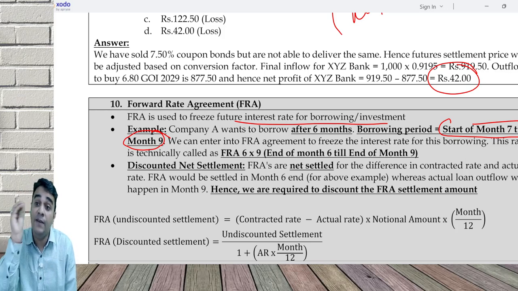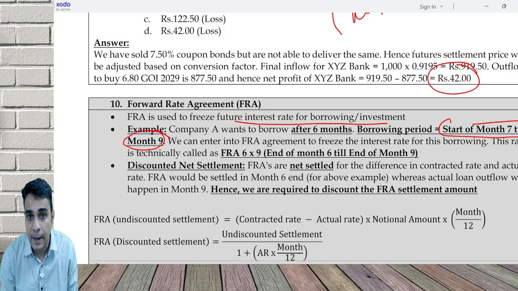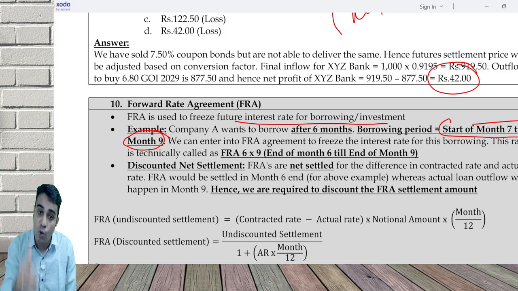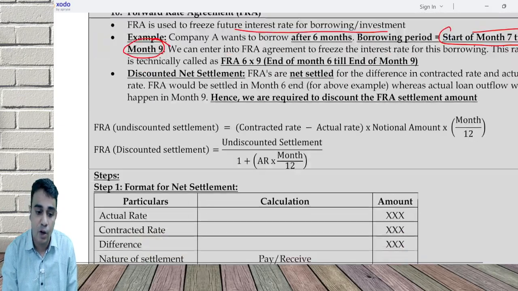If you have entered for investment purpose, if the interest rate is higher, you receive higher and pay the compensation. And if it is lower, you receive lower and receive compensation.